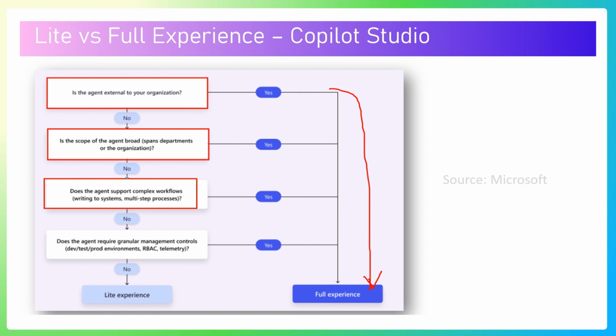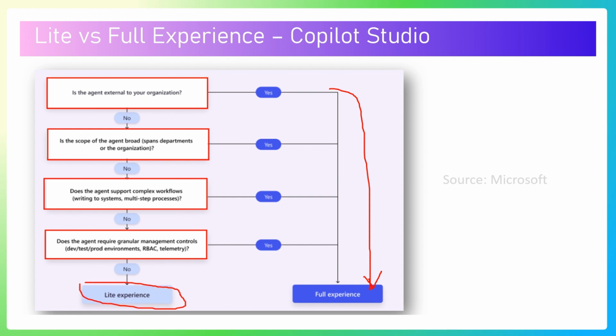Does the agent support complex workflows, writing to systems, multi-step processes? The answer is yes, full experience. Now, you can write a very complex process flow using the Copilot Studio experience, but you get very limited capability in the light experience. The next question in the chain is, does the agent require granular management controls, like an ALM scenario or dev, test, prod environments, or role-based access control, or do you want to take the telemetry and put it into some different systems like Azure Application Insights? If the answer is yes, full experience. If no, then you can build your agent in the light experience.